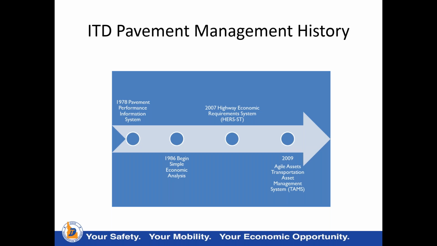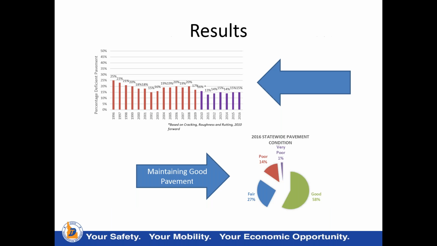We're currently in the process of soliciting bids for a new TAM system that is better able to integrate with our LRS and a GIS framework. So what is the result of this 40-year legacy in pavement management? We've been very successful in maintaining 85% of our network in an acceptable state of good repair. This is both good and bad.